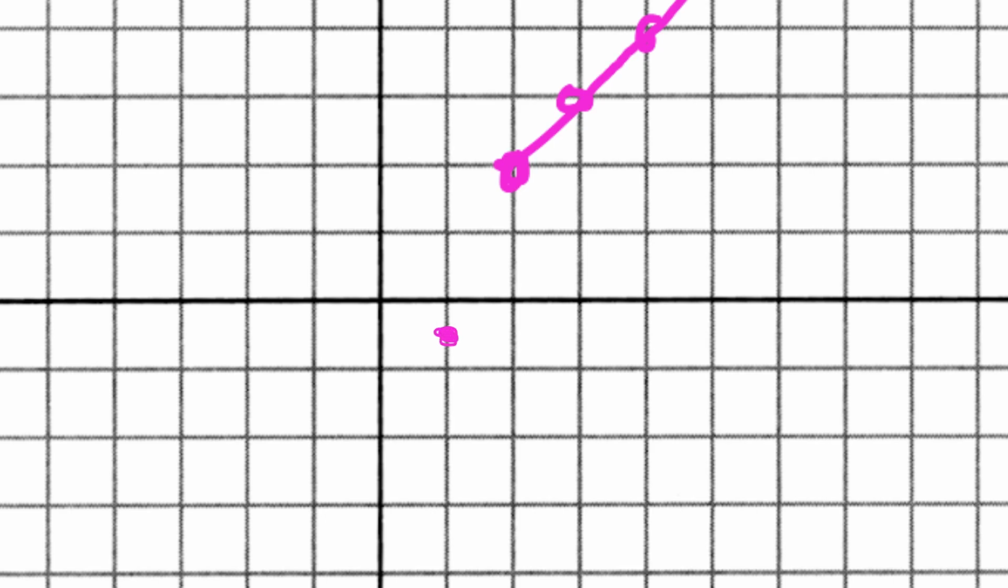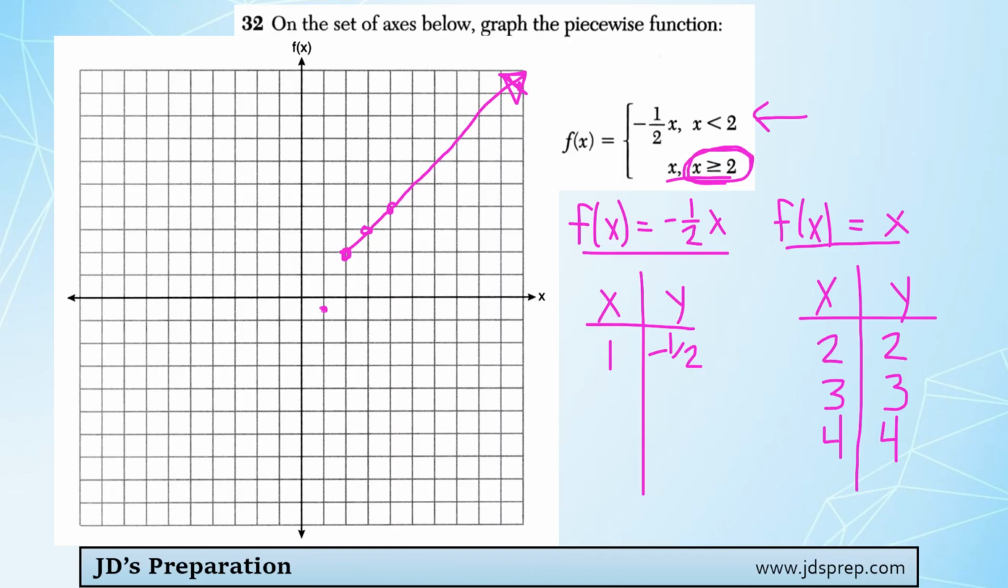That's kind of annoying to deal with, so it might be easier from this point on picking x values that would give us an integer y value. For example, let's see what happens when x is 0. Well, negative 1/2 of 0 is just 0. That's an easy one. So that's going to go right here. Let's try negative 2. So negative 1/2 multiplied by negative 2 will get us positive 1. So that would be the point right here.